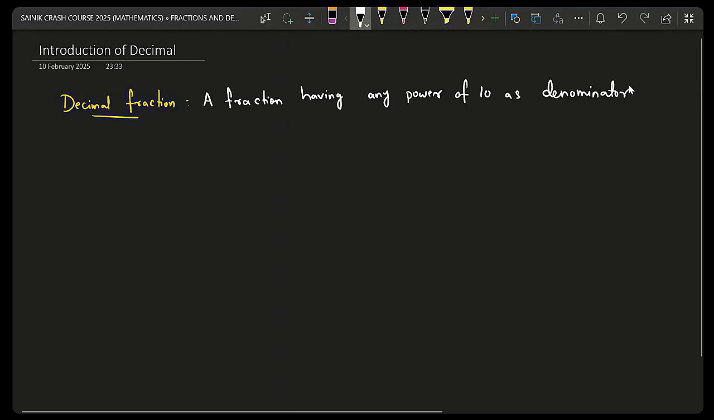What do you mean by any power of 10? We know 10 powers, right? 10 power 0 is 1. Any number power 0 is 1. 10 power 0 is also 1.